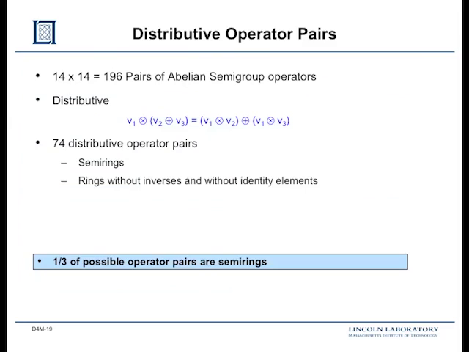So we have 14 of those that form 196 pairs. We want to look at the ones that are distributive. That basically means we assign one of those operators to be the addition operation and the other to be the multiplication operation, and we need to show that it is distributive. Of those 196, 74 operator pairs are distributive. These are called semirings, or they could be called rings. A semiring is a ring without an inverse, so rings without inverses and without identity elements.